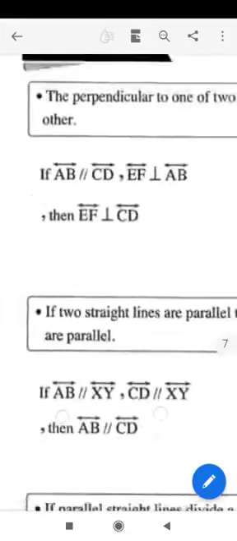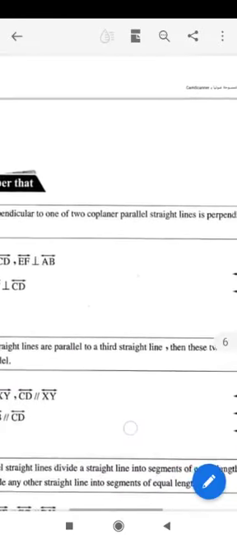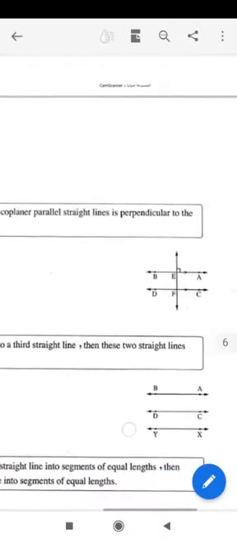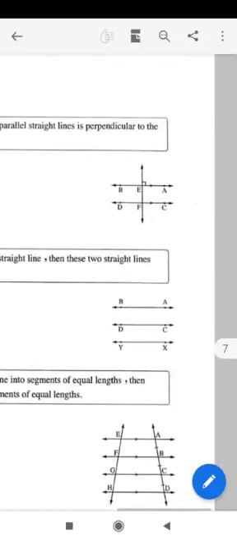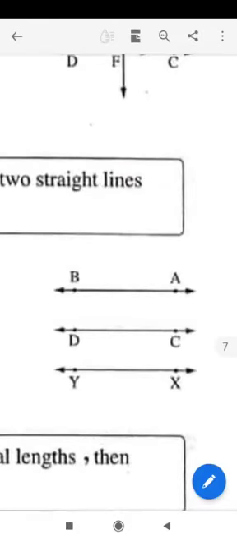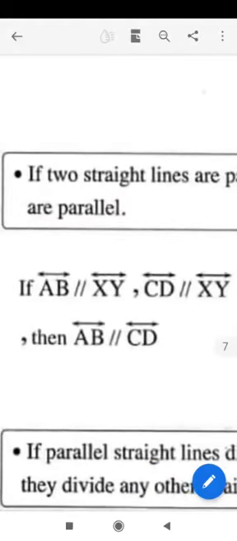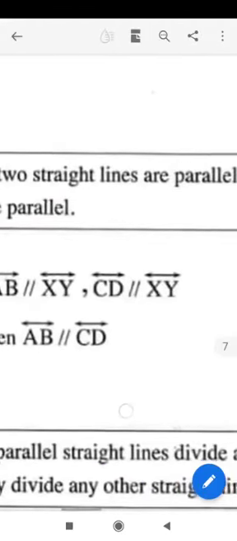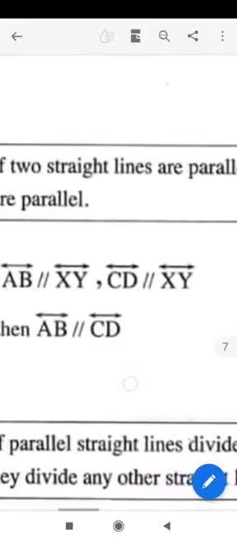Number 2, if two straight lines are parallel to a third straight line, then these two straight lines are parallel. It means if AB is parallel to CD, and XY is parallel to CD, then XY will be parallel to the first, AB. If straight line AB is parallel to straight line XY and straight line CD is parallel to straight line XY, then straight line AB is parallel to straight line CD.